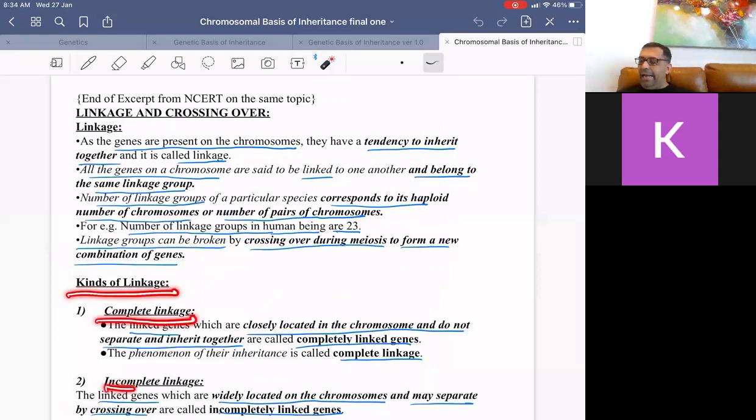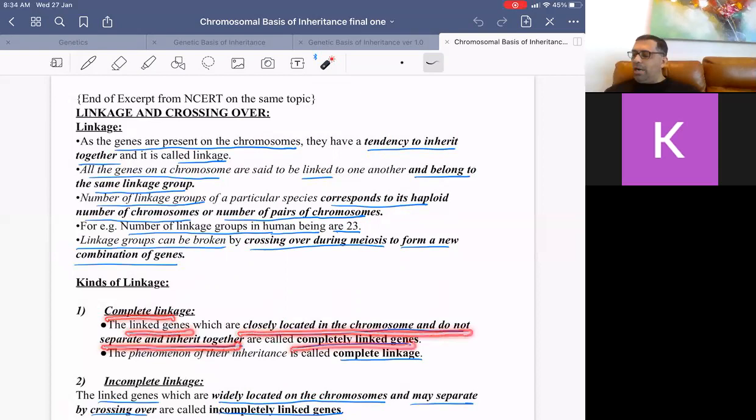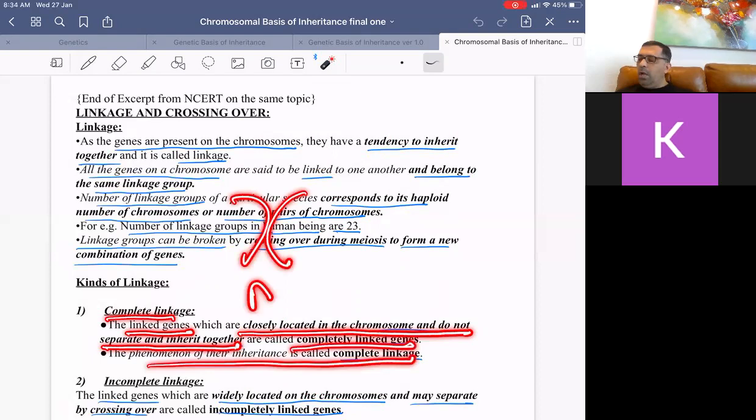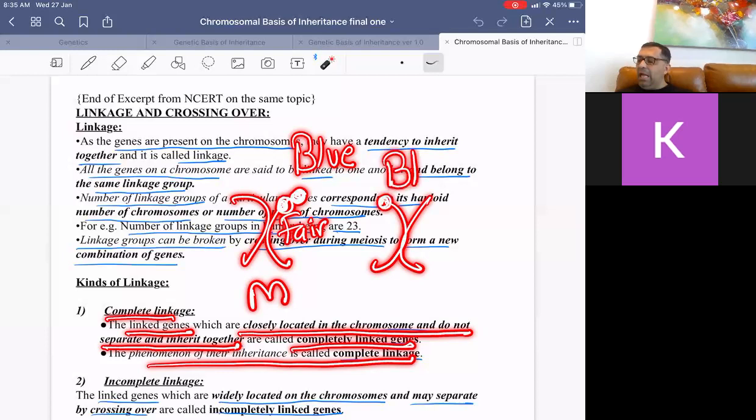Linked genes, which are closely located on a chromosome and do not separate or inherit together, are called completely linked genes. And that phenomenon is called complete linkage. Suppose you have a maternal chromosome, and here you have the gene for color of eye. Next to it you have the gene for color of skin. Suppose you have blue eye and fair skin. And here you have the father's gene for color of eye, you have black eye, and you have dark skin.